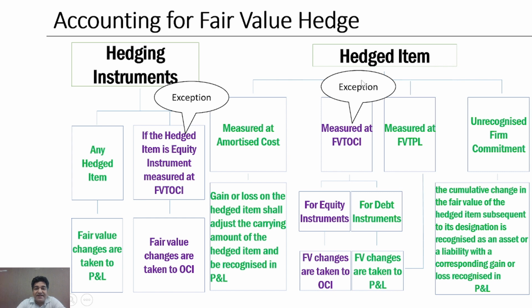In case of a hedged item, we have already discussed that an asset can be at amortized cost, fair value through OCI, or fair value through profit and loss account. In case of amortized cost, the gains and losses on the hedged item shall adjust the carrying amount of the hedged item and be taken to profit and loss account. In case of a hedged item which is measured at fair value through P&L, as the name suggests, all the gains and losses in the fair value changes are taken to profit and loss account. However, if the hedged item is an equity instrument measured at fair value through OCI, then the fair value changes are taken to OCI and not P&L.